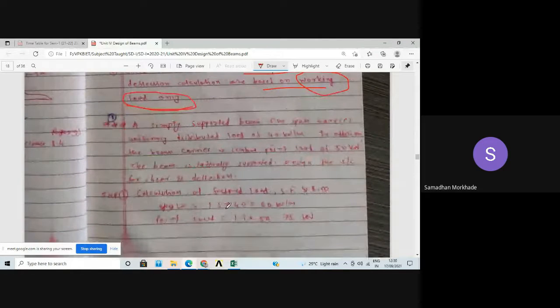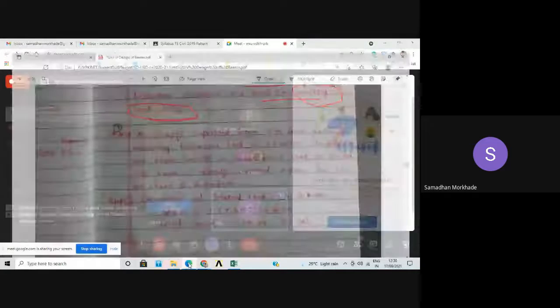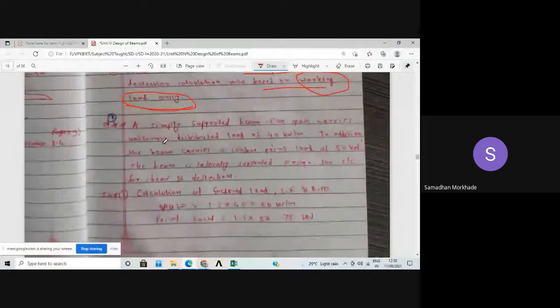So this is about all the design steps. Okay. Now, based on whatever steps we have discussed, we are going to solve one design example. Okay. Now see, listen carefully. A simply supported beam, 5-meter span, carries a uniformly distributed load of 40 kilonewton per meter. In addition, the beam carries a central point load of 50 kilonewton. See, there are two loads acting. One is UDL and one is point load at center. The beam is laterally supported. Design the section for shear and deflections. Such type of example will be there in the theory examinations. Okay. In MCQ there will be formula based questions.